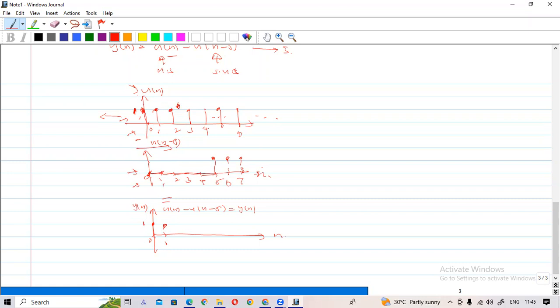Second sample value is 1. Here the second sample value is 0. So if you reduce this second sample value from this second sample, it will be 1 minus 0. The value is 1. Okay.